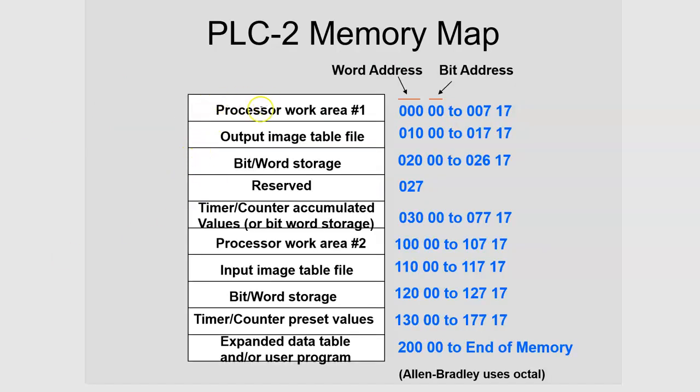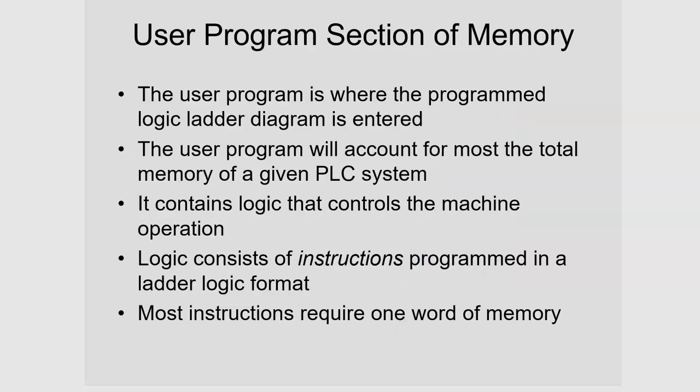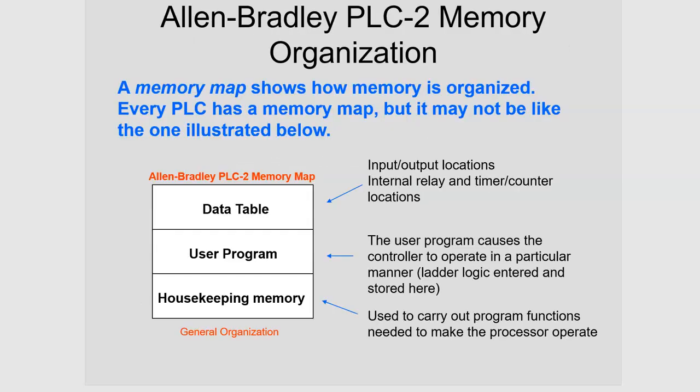So we have these areas here, and each area has an address, so we can narrow it down to the specific cell or group of cells that we're using for a particular work area. So we have these different areas: processor work area, output image table file, bit word storage, and so forth. You can see that it can be somewhat complicated if you actually look at a more detailed memory map. So remember, we'll use this version of a memory map.